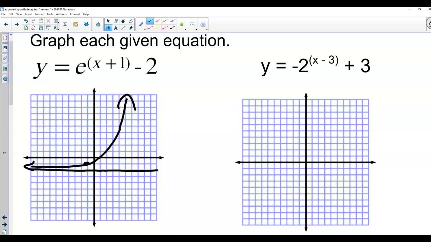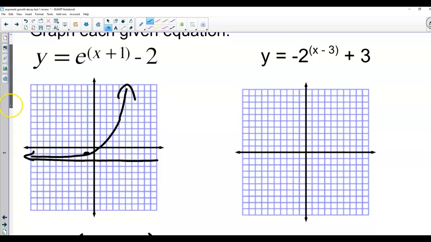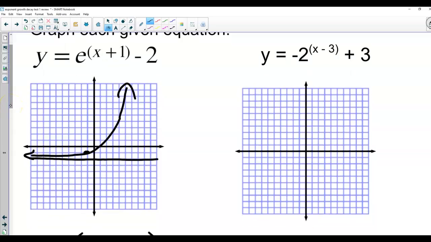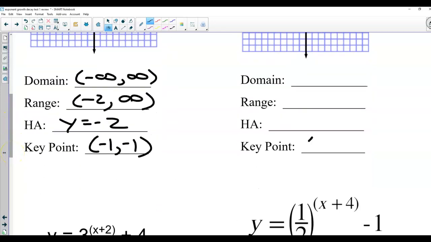My second one, start with the key point. 3 makes this equal to 0. So 2 to the 0 is 1. It's a -1. -1 plus 3 is 2. So my key point is going to be 3, 2.